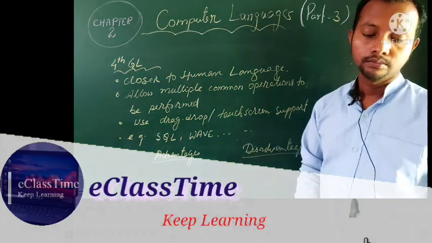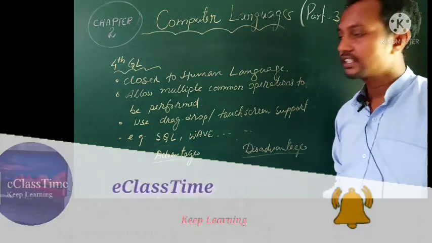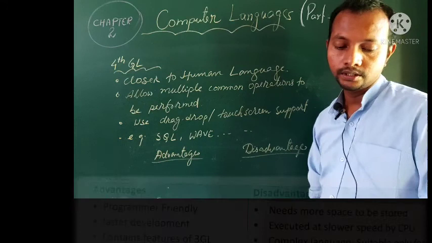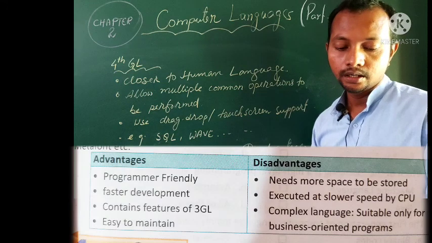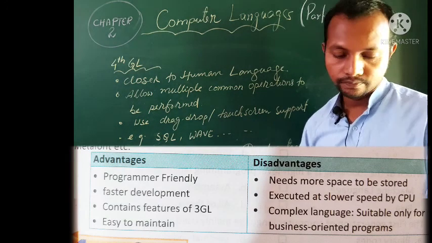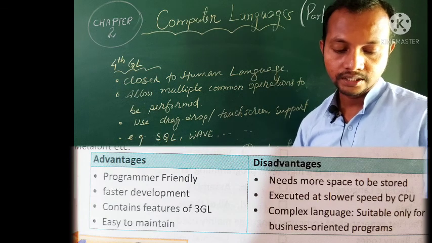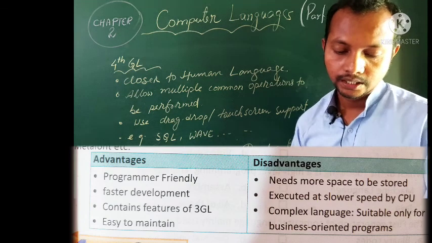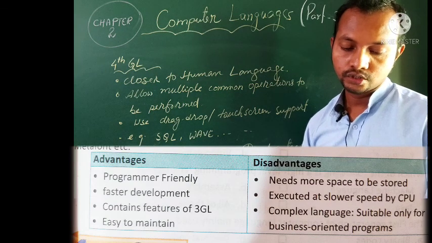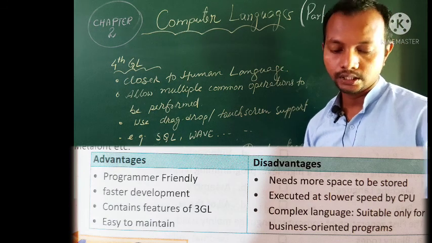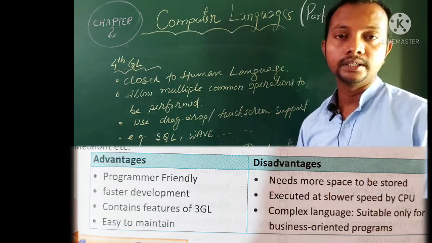Dear friends, the book gives us some advantages and disadvantages of the 4th generation. So advantages are: program friendly, very friendly, faster development, contains features of the 3rd generation language, and easy to maintain.